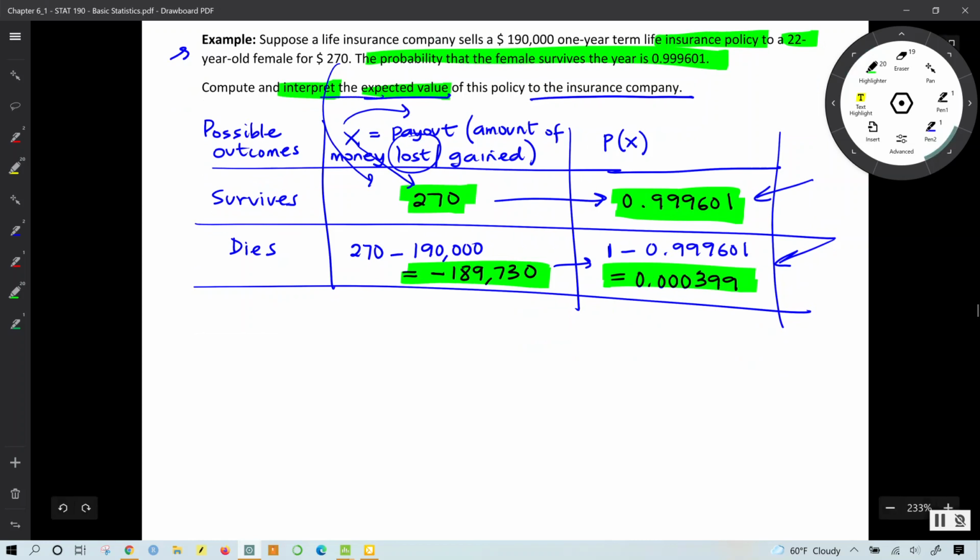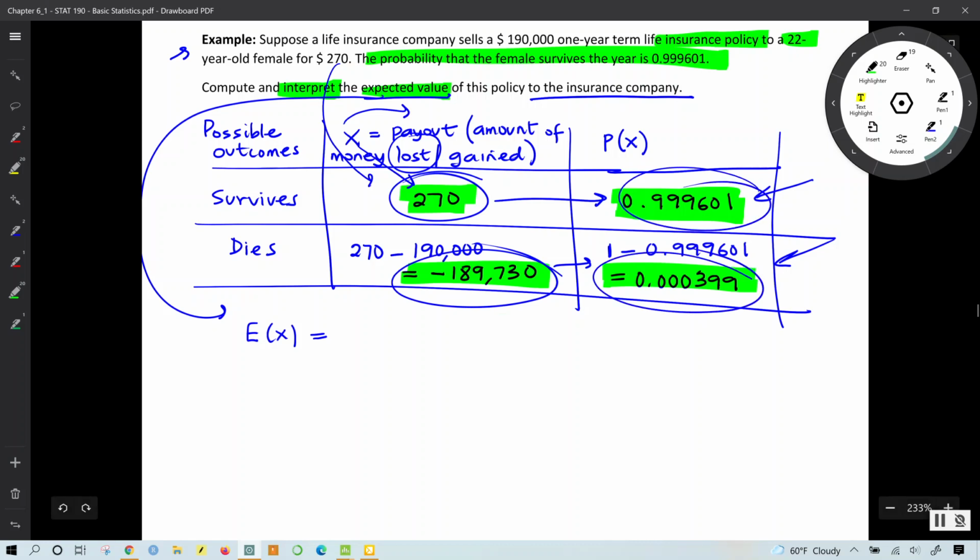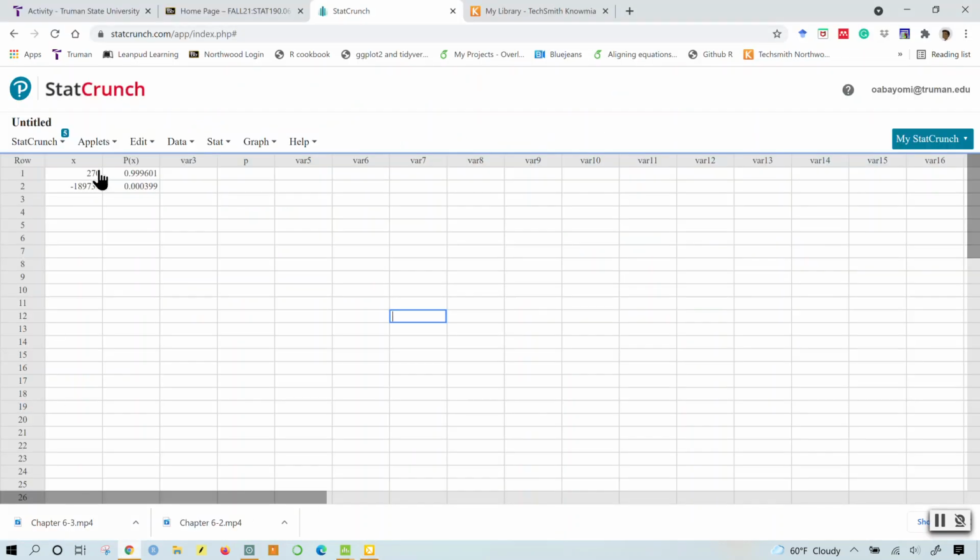Then to compute the expected value, E of X, that is the expected value of this policy to the insurance company, we will need to go into StatCrunch. Let's key in the possible amounts of payouts and their respective probabilities. So I'm going to head over into StatCrunch, and here I have keyed in all the possible values.